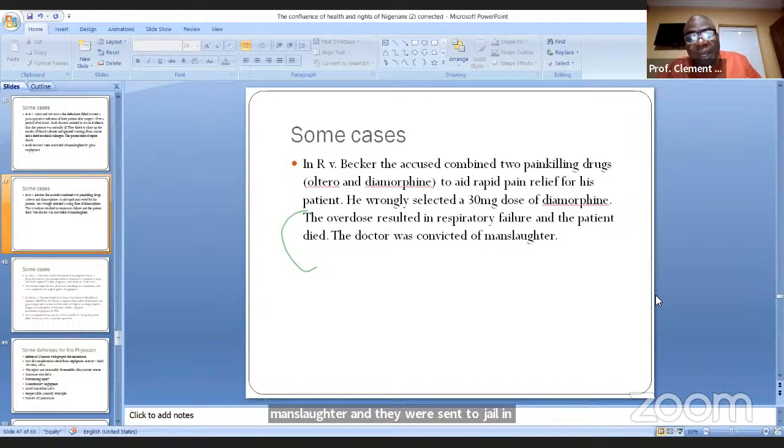In Arrow and Becker, a doctor gave an overdose, made a mistake. Instead of writing a little milligram, like 10 milligram, 5 milligram, he made a mistake. He wrote 30 milligram, so maybe 3 milligram.